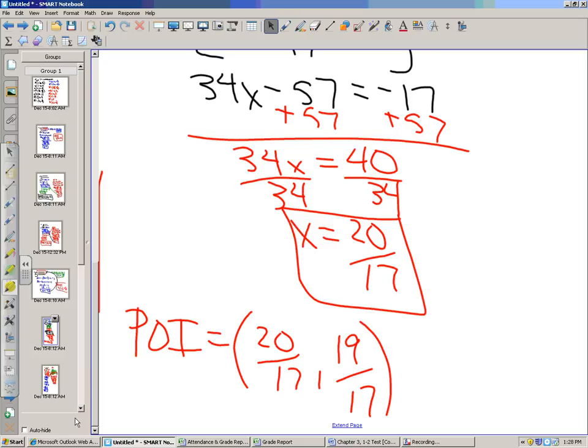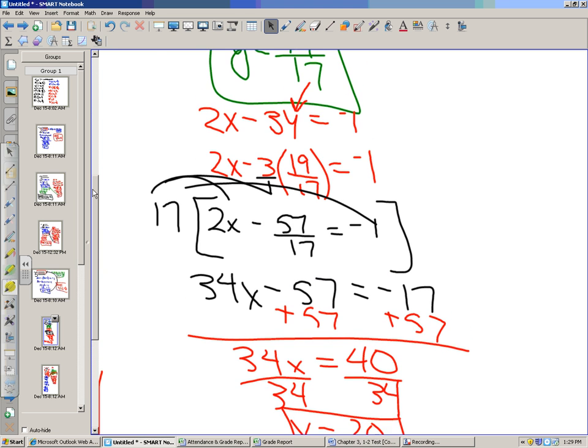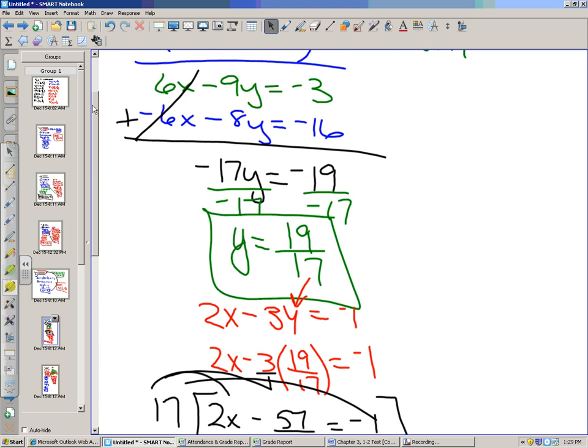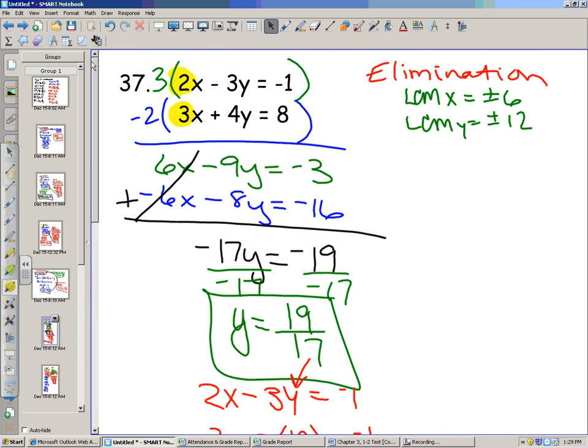Okay. Now, that is section 3-2, substitution and linear combination. Are we good? Do we feel like we understand it? Okay. Then it's your responsibility, since you have all the answers, that tonight, since you have no homework, that you sit and you rework the problem so that you are ready for the test tomorrow.